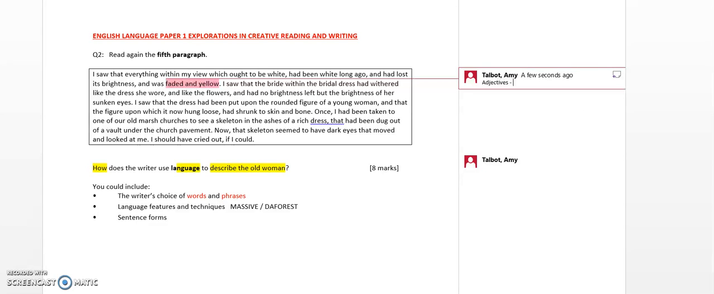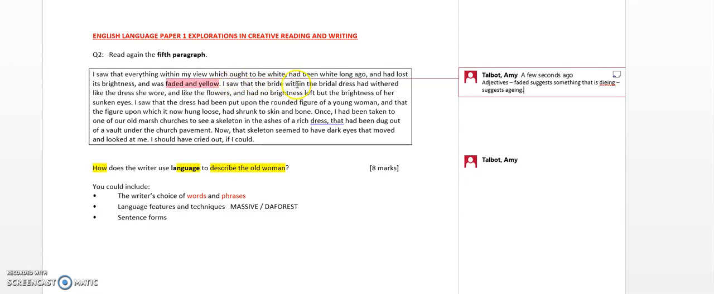Adjectives. Faded suggests something that is kind of dying, withering away to nothing, if you like. That was spelt. And then we've got the contrast between white and yellow as well. So when something fades from white and goes to yellow, it kind of suggests aging. Okay, so we've got this impression of something aging, something dying.